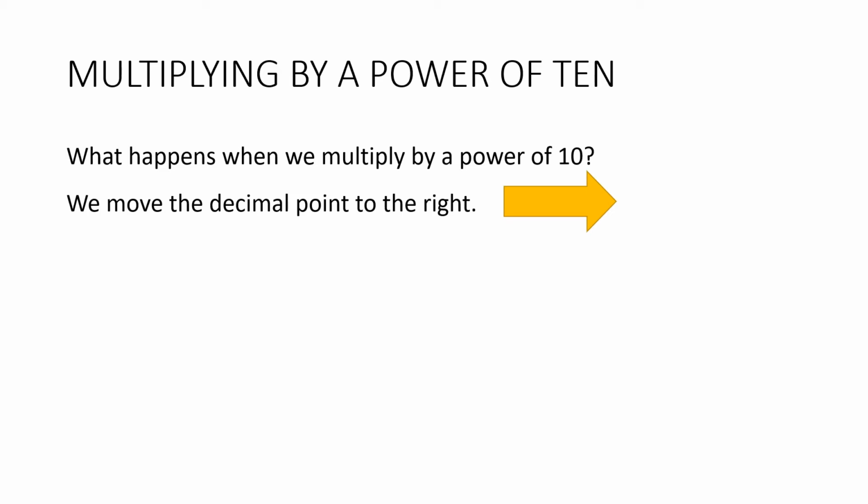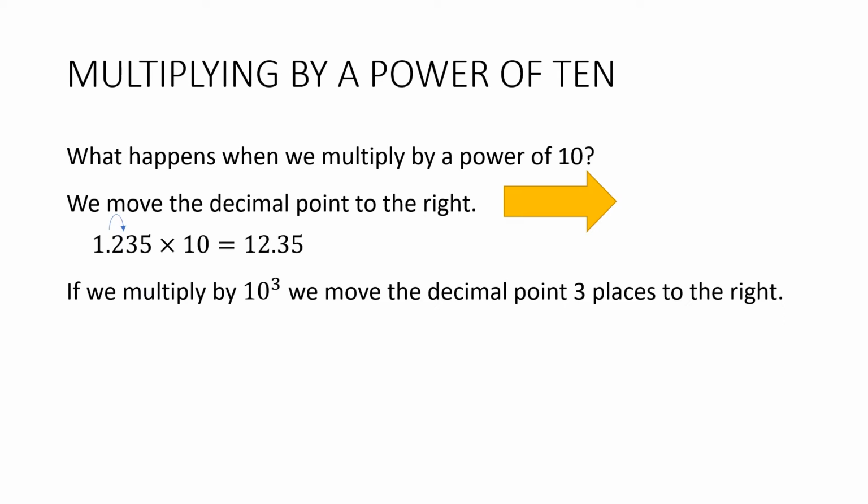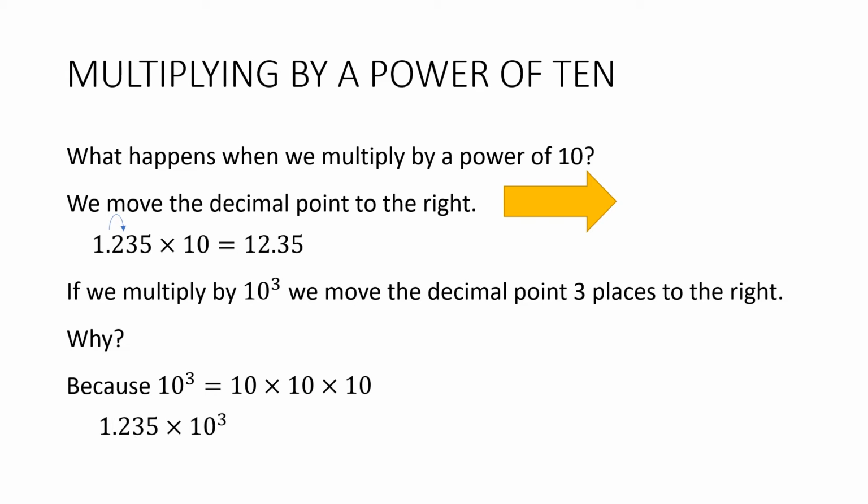Now what happens when we multiply by a power of 10? Do you remember? We move the decimal point to the right. So for example, if we've got 1.235 and we multiply that by 10, this decimal point is going to shift one position to the right, giving us 12.35. Suppose we multiply by 10 cubed. That's equivalent to moving the decimal point 3 places to the right. Why is that? Because 10 cubed is the same as 10 times 10 times 10. And for each of these 10s, we move the decimal point one position.